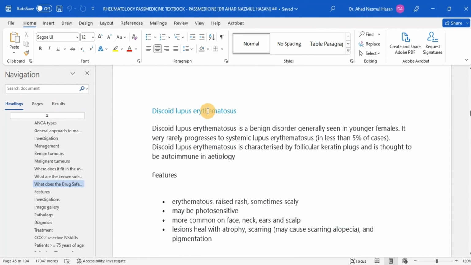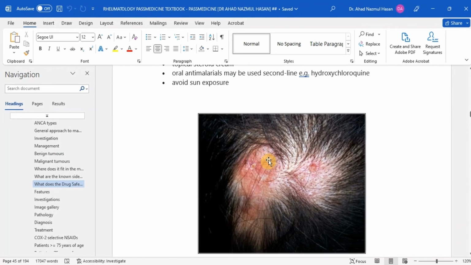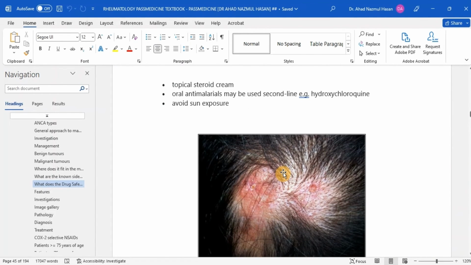So next one is DLE, cutaneous manifestation of SLE. So is it scarring alopecia or non-scarring? Scarring. Yeah, this is the scarring alopecia. What are the causes of scarring alopecia? Alopecia areata. Leukemia, diabetes if untreated, and DLE, lichen planus.